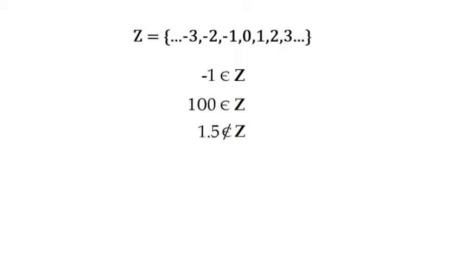Let's look at -1. It is within Z because it is an integer. 100 is also in Z because it is an integer. But 1.5 is not an integer and therefore is not in Z.